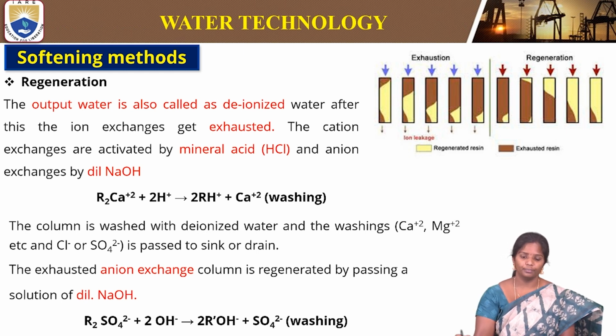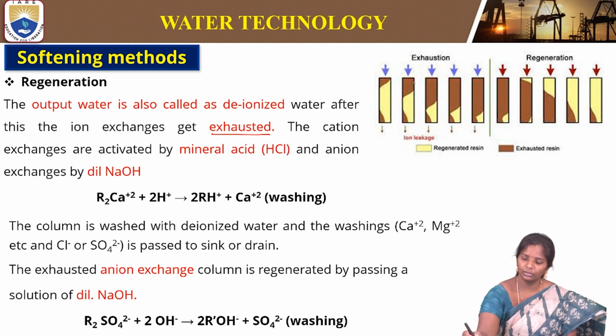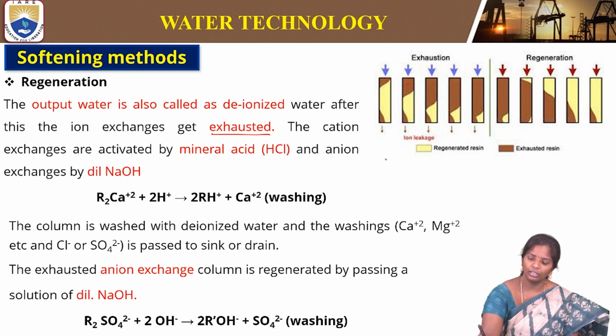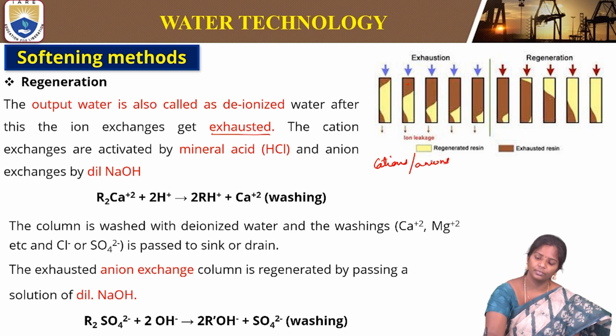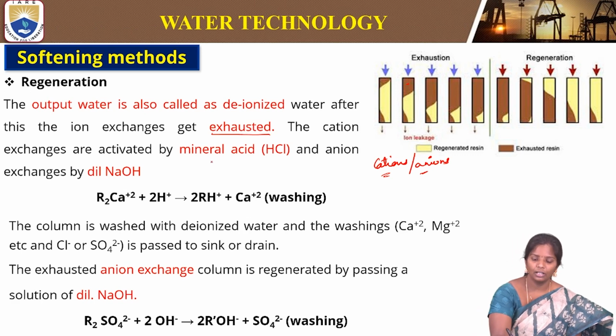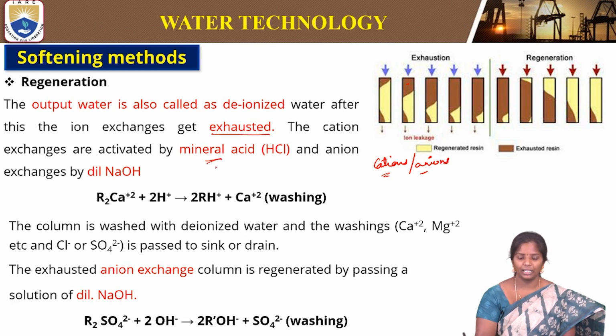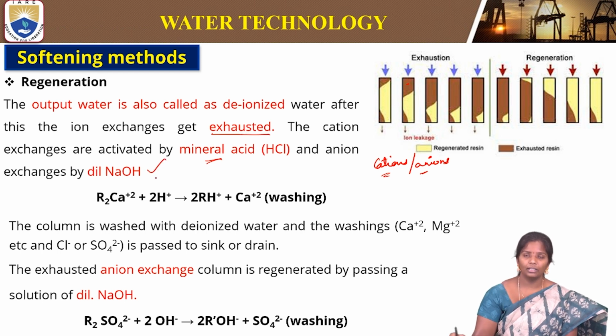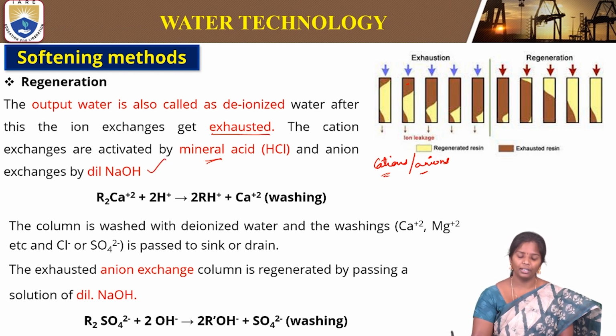During this method, what happens? The ion exchanger gets exhausted. This dark part is the blocked part, blocked with cations or anions. There will be some leakage because the cations or anions are blocking the resins. So the cation exchangers are regenerated by mineral acid and the anion exchangers by dilute sodium hydroxide.